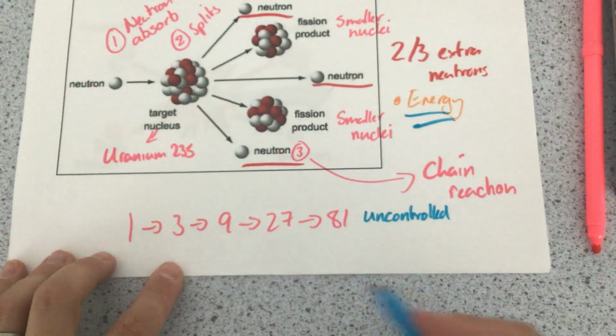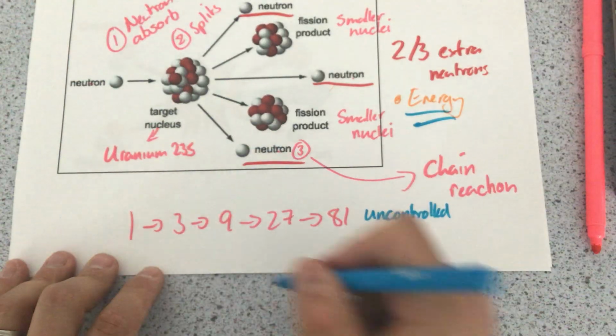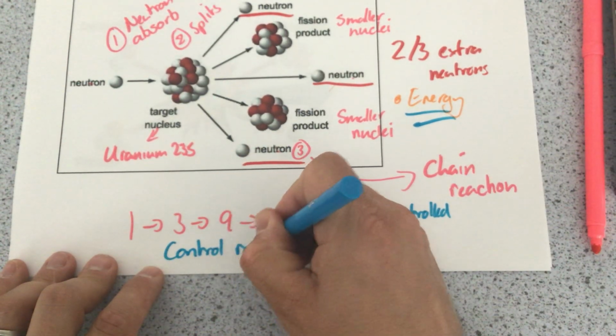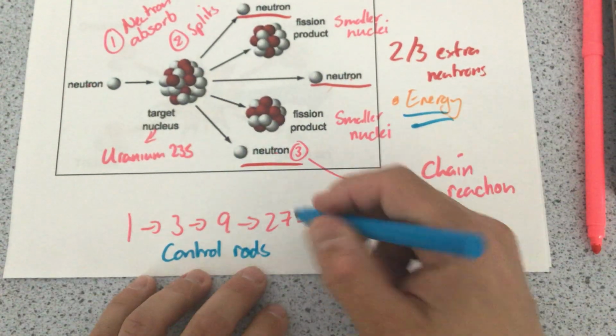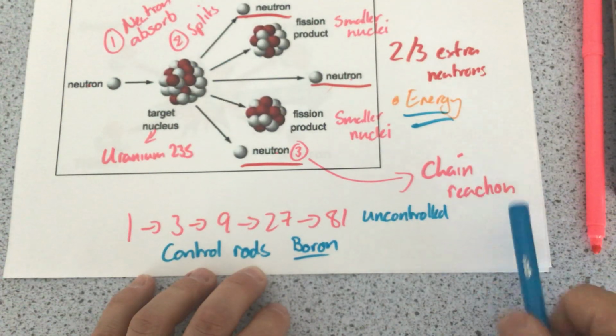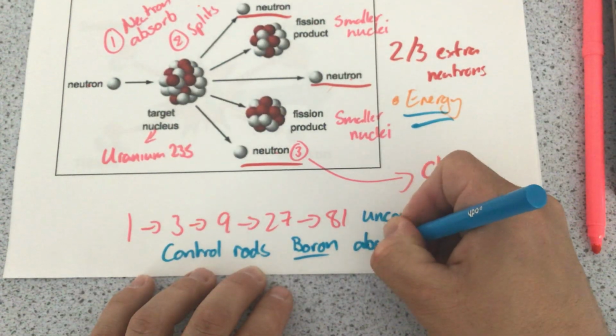So often in a nuclear power station, we use something called control rods to slow this process. And control rods are usually made of boron, because boron is really good at absorbing neutrons.